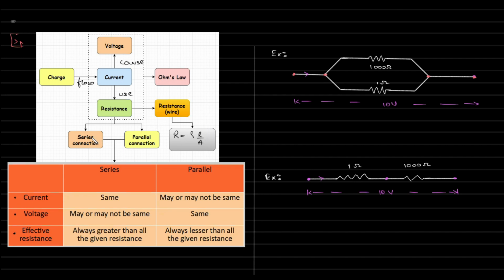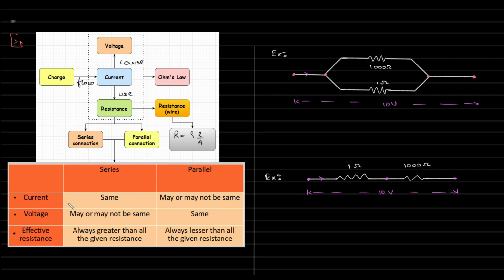So we can connect electrical components in series and parallel. There are certain properties that we need to know that will surely help us in making the tougher questions much easier. So we have a series and parallel connection. We'll be looking into each of them from three perspectives: one is current, second is voltage, and third one is effective resistance.